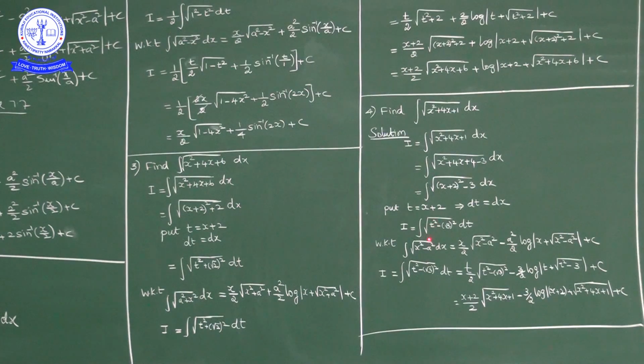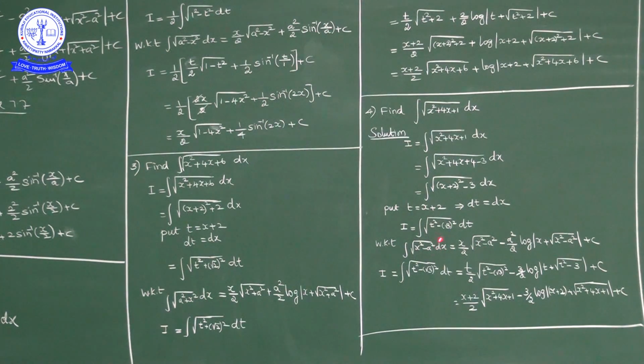Okay, now we have this formula, that is integral square root of x square minus a square dx is equal to x by 2 into square root of x square minus a square, minus a square by 2 into log mod x plus square root of x square minus a square, plus c.